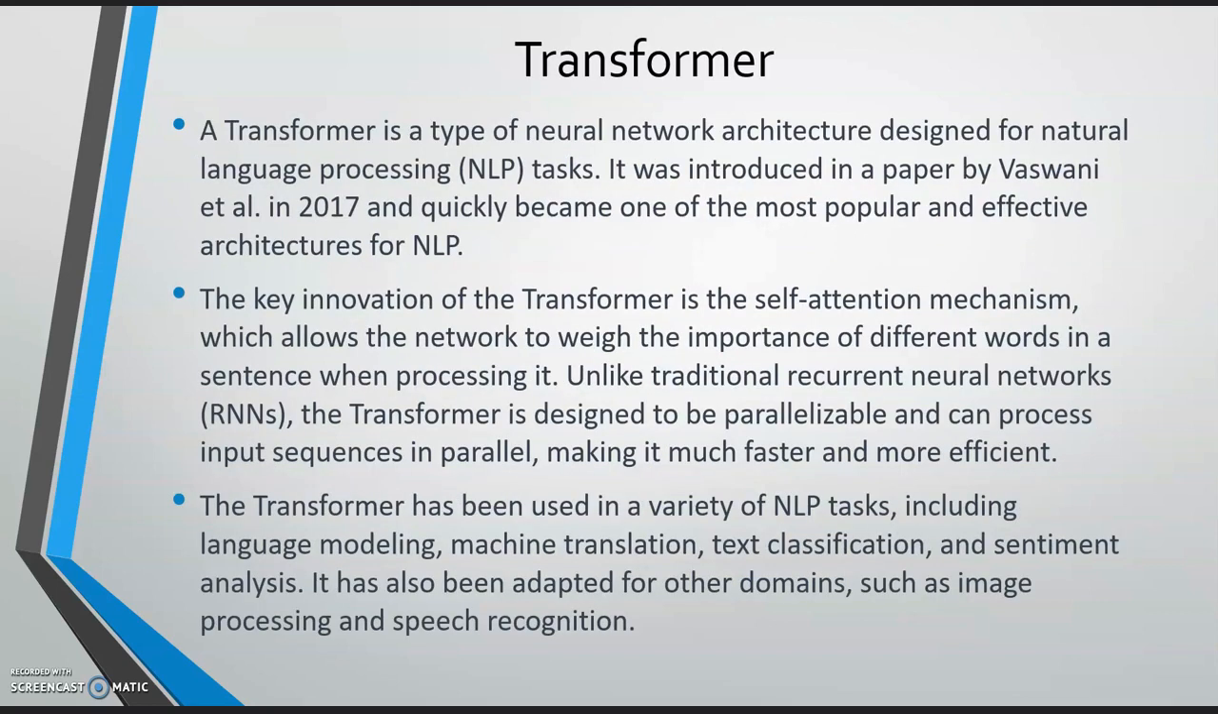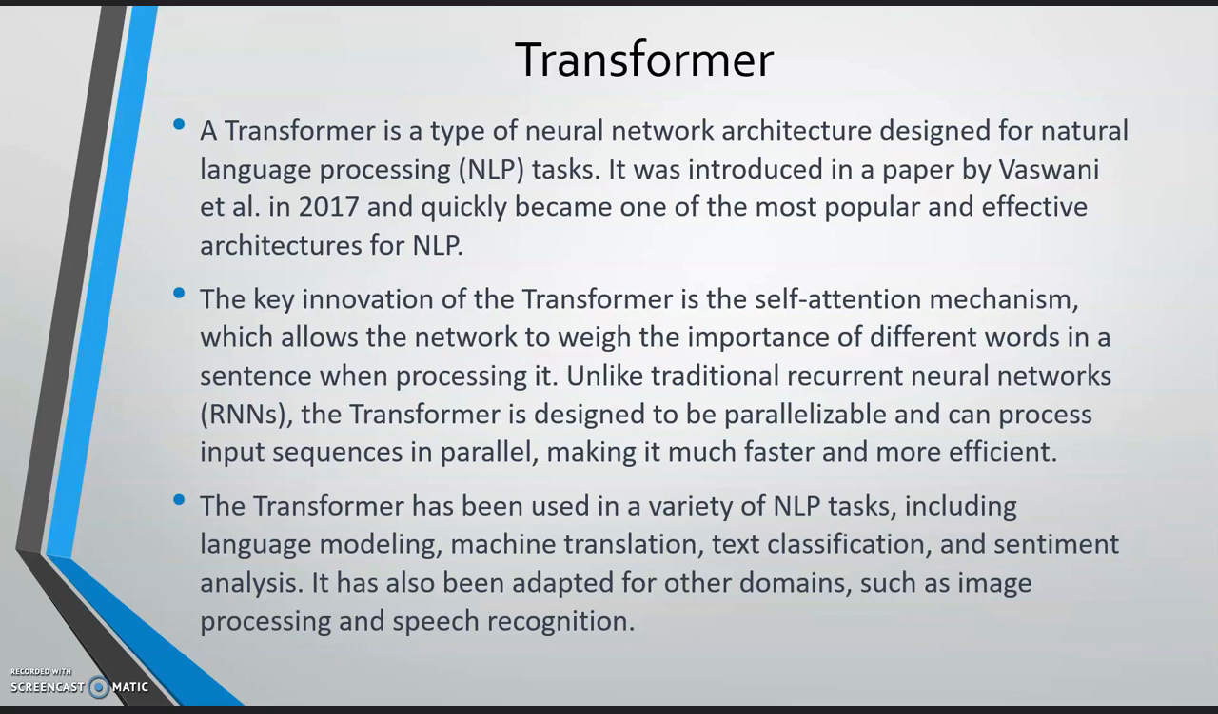Next is transformer. A transformer is a type of neural network architecture designed for natural language processing tasks. It was introduced in a paper by Vaswani et al. in 2017 and quickly became one of the most popular and effective architectures for natural language processing. The key innovation of the transformer is the self-attention mechanism, which allows the network to weigh the importance of different words in a sentence when processing it.